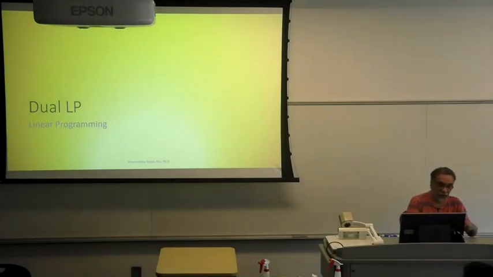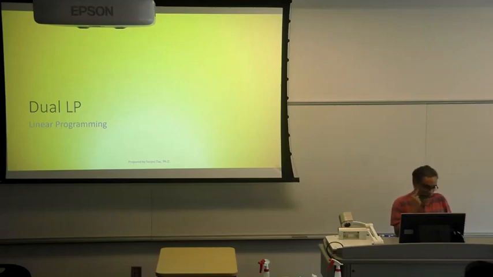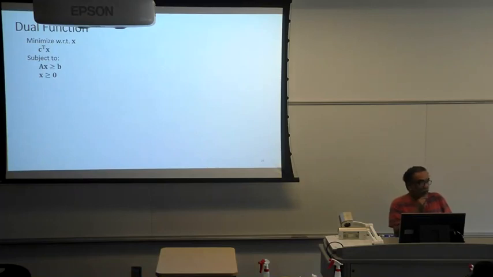Dual LP. So you know primal and dual. Every primal problem has a dual. Is the dual of the dual the primal, by the way? Not always. If you have a cone program, the dual of the dual is the primal, then it's called self-dual. Now let's look at what the dual of a linear program looks like. So this is the primal form of the linear program.